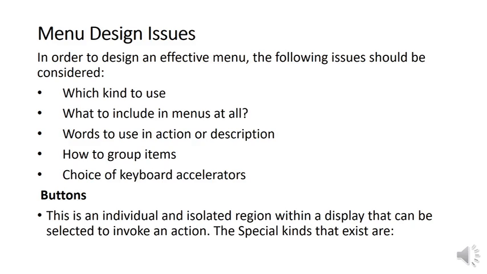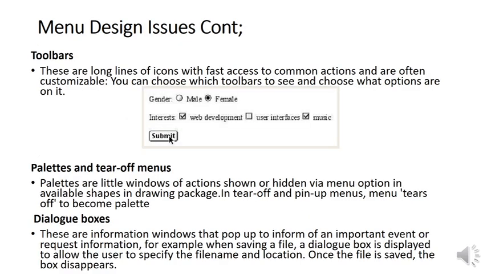Buttons. This is an individual and isolated region within a display that can be selected to invoke an action. The special kinds that exist are toolbars. These are long lines of icons with fast access to common actions and are often customizable. You can choose which toolbar to use and choose what options are on it.